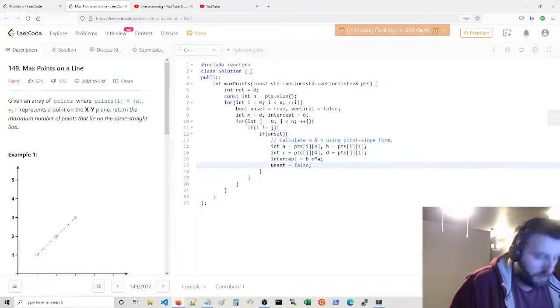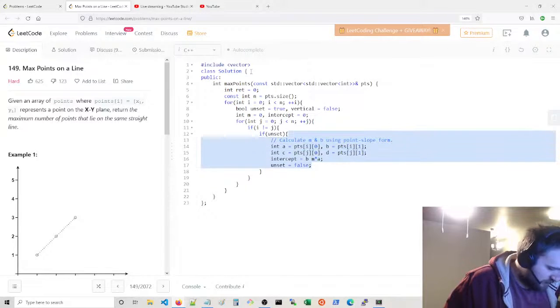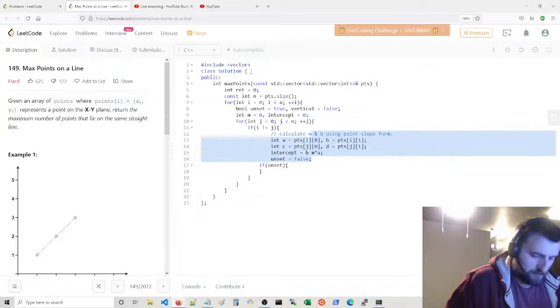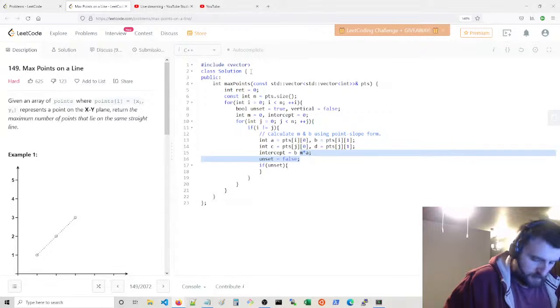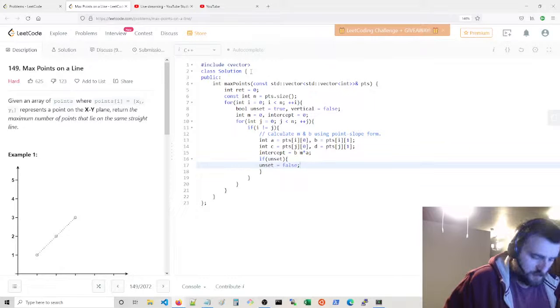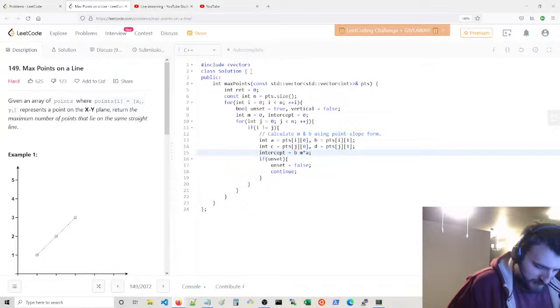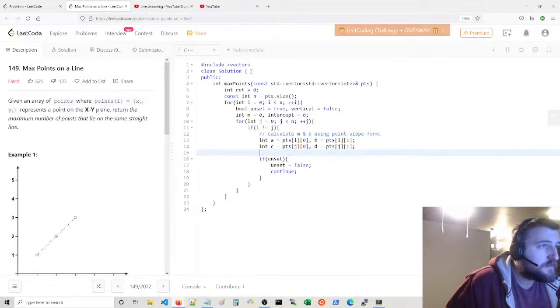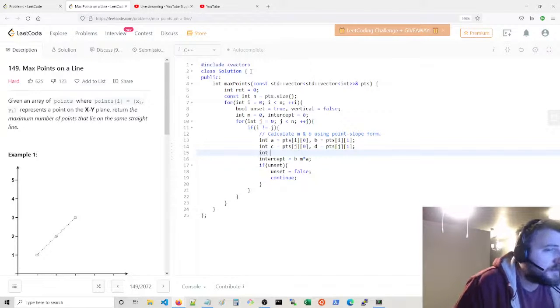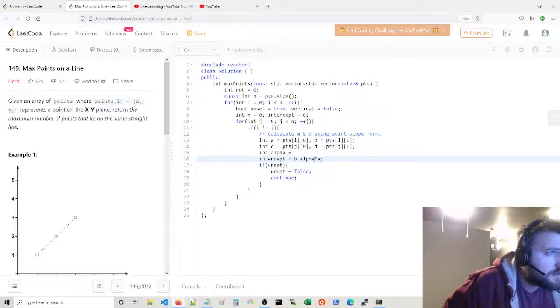Okay, so we actually want to do this at each step, believe it or not. If it's unset, then we're going to set these two and continue. A, B, C, D. Oh, it's not M and intercept. We'll call it alpha is M, and beta is going to be the intercept.